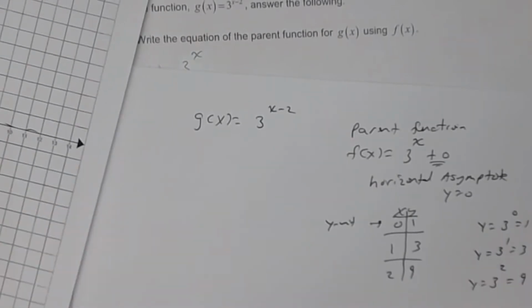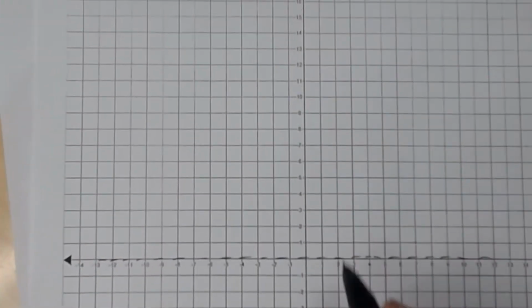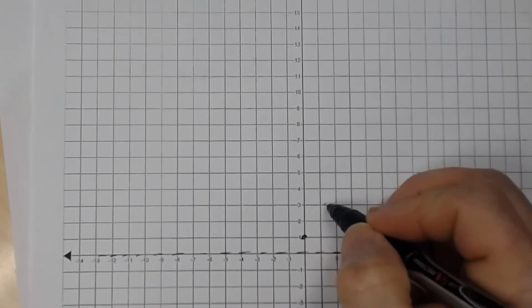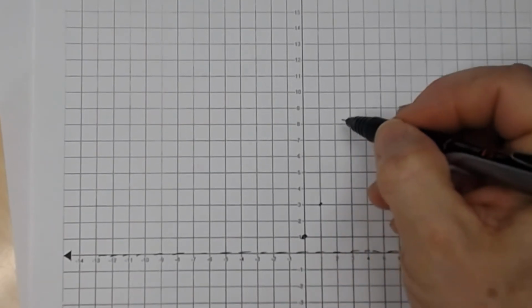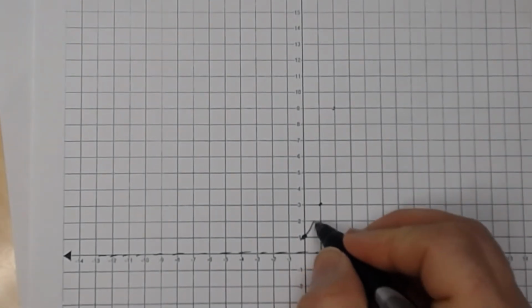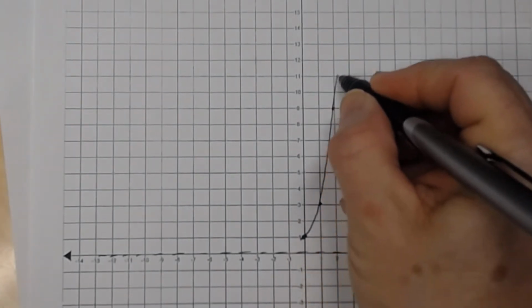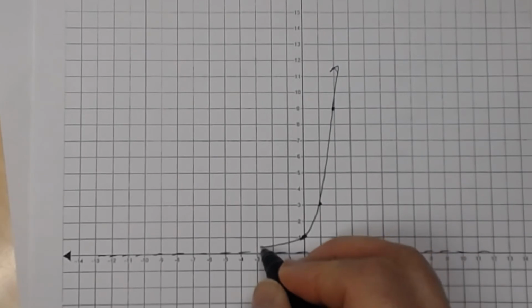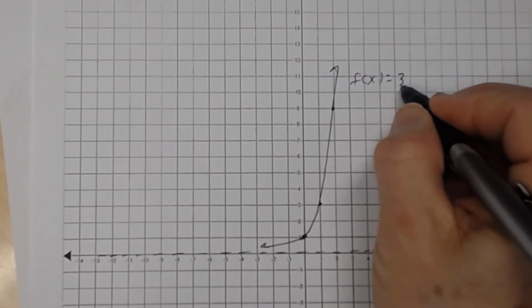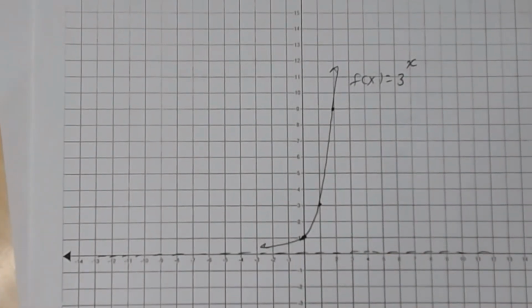All right, so I'm going to plot those points. (0, 1) is here. (1, 3) is here. And then (2, 9) is here. And so I'm just going to graph this. So here's my exponential function, and this is f of x, which equals 3 to the x. So that's my parent function.